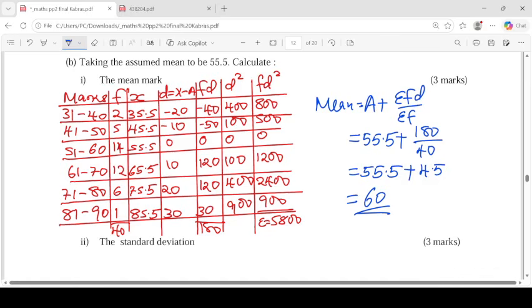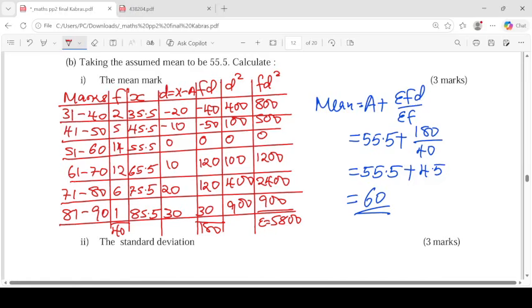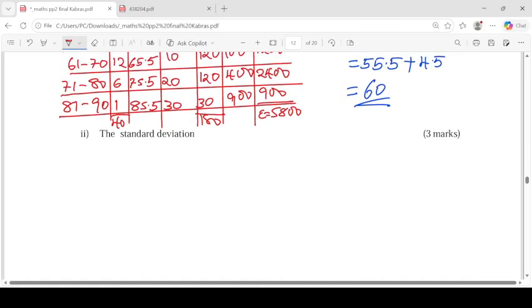Once we are done with that, we can go and calculate part Roman 2, the standard deviation. Standard deviation is given by the root of summation of fd squared over summation of f minus the summation of fd over the summation of f, all this being squared.